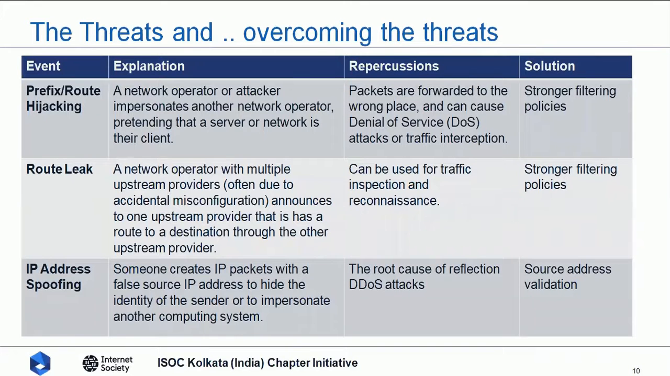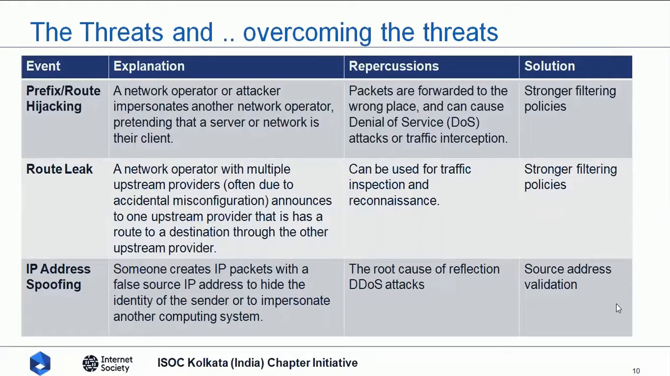So if I take the summary of all these three events, prefix or route hijacking, route leak, and IP address spoofing, the repercussions are: for prefix hijacking, the packets are forwarded to the wrong place and can cause denial of service attacks or traffic interception. The solution is stronger filtering policies. Same thing for route leak, which can be used for traffic inspection, and stronger routing filtering is what is necessary. For IP address spoofing, it is the root cause of reflection DDoS attacks, and the solution is source address validation.